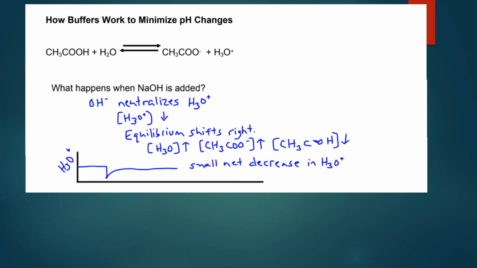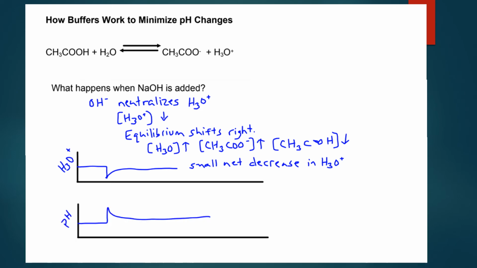But then as equilibrium shifts to the right and restores that concentration of hydronium, we're going to go back almost to normal. With pH here, pH is showing how basic it is. So when we add that strong base, we're going to get a higher pH. And then we're going to be going right back almost to where we were before.